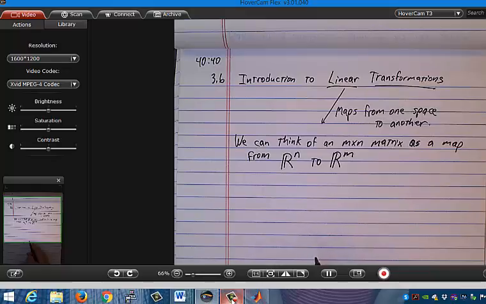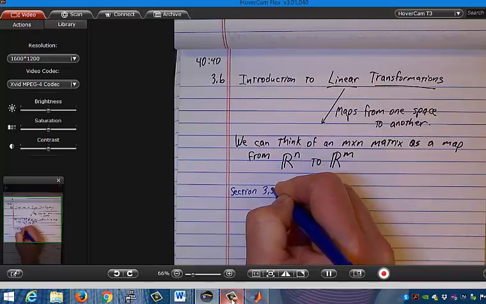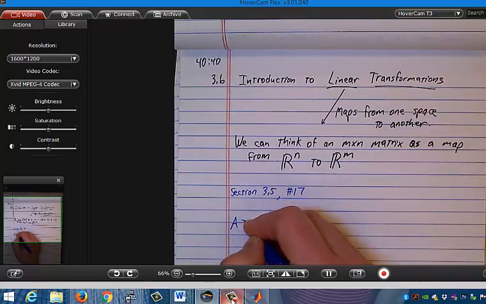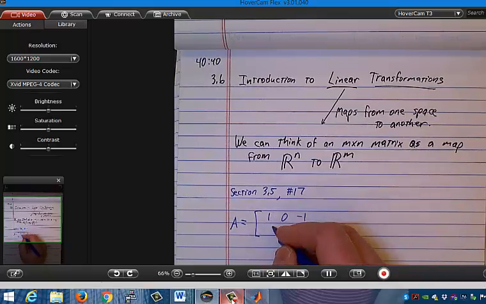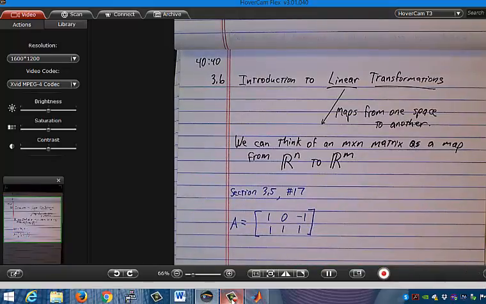And I think the best way to understand this is actually to give you an example. And so I'm going to take problem 17 from last night's homework. Okay? This is section 3.5, number 17. You had this problem. It said A is equal to, and they gave me this matrix, 1, 0, negative 1, and 1, 1, 1. Okay? By the way, what size matrix is this? 2 by 3.